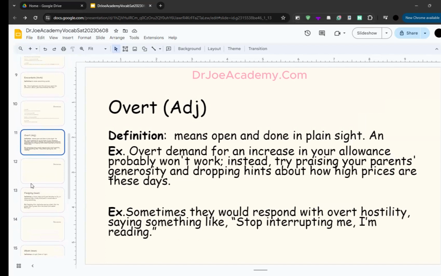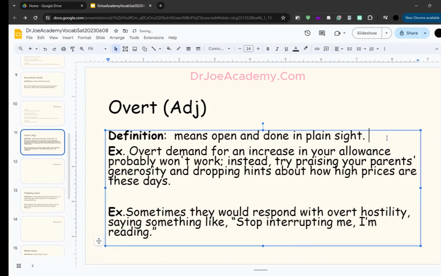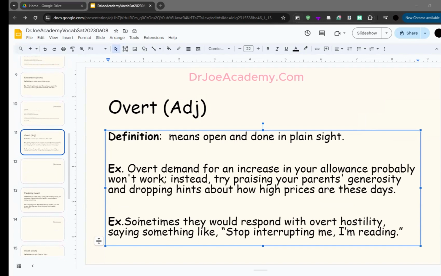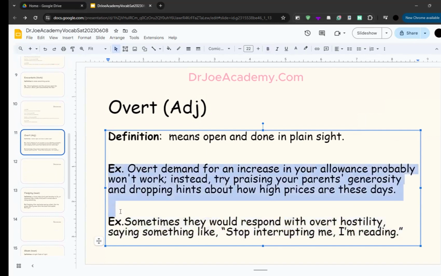Our next vocab word is the word overt. Overt is an adjective that we use to describe someone or something or an action that someone is doing. Eric, do you want to try reading the definition and the two examples that are here?